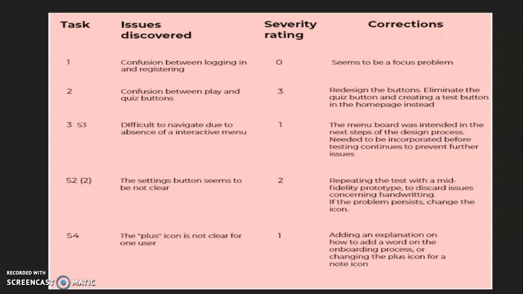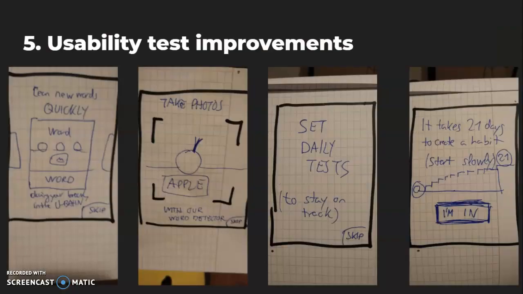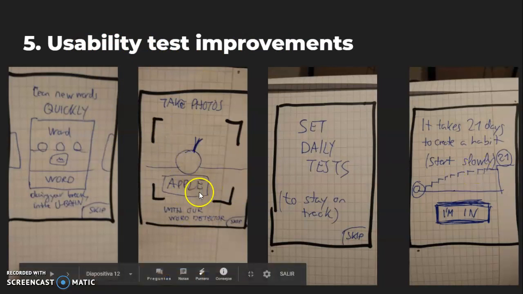Settings button is not clear for 2 of the 3 users, and plus icon is not clear for the other one. So in this case, we can try again with the digital wireframe, because maybe it's a problem of handwriting or the sketch is not clear enough. We can change these buttons for new ones. We can test again with new people. So these are the improvements. New onboarding process. We have this camera option. You can take a photo of any given word.